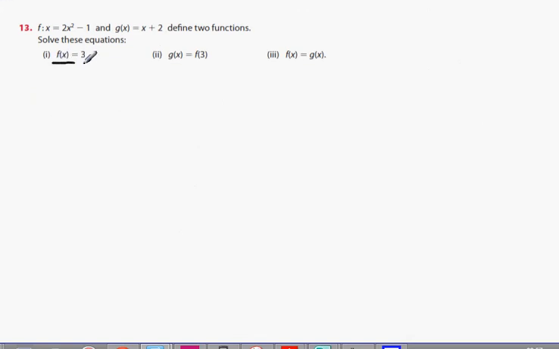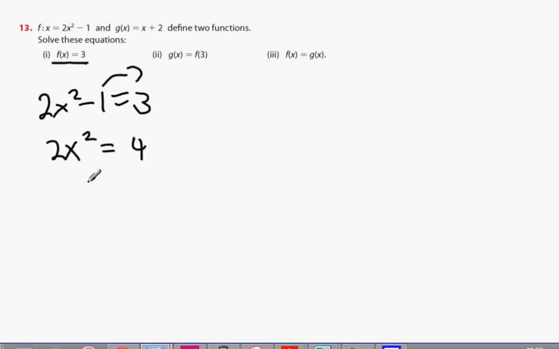What does this mean? F of x equals 3. Yeah, another way of saying it, your output is equal to 3. Find the input that causes this to happen. So 2x squared minus 1 equals 3. What are we going to do here? Yeah, bring 1 over the other side, we get 2x squared equals 4, don't we? X squared therefore is 4 over 2, which is x squared equals 2.